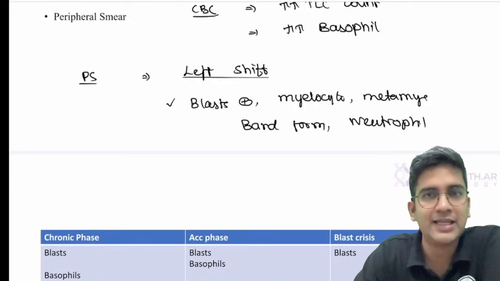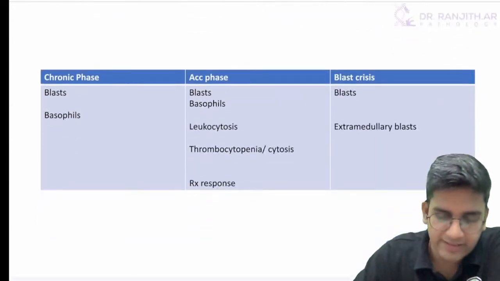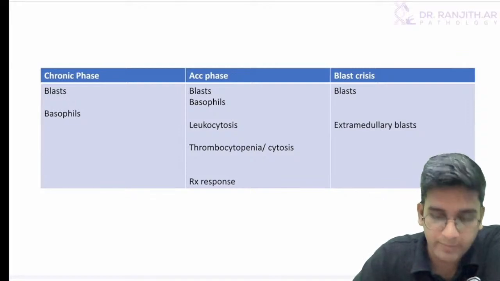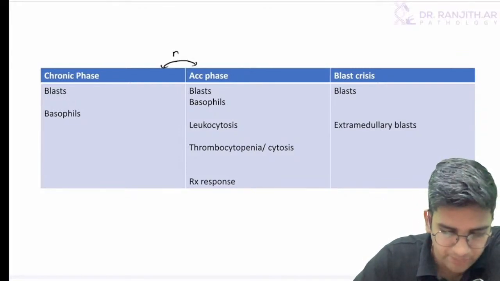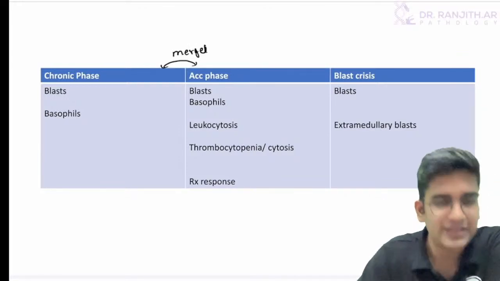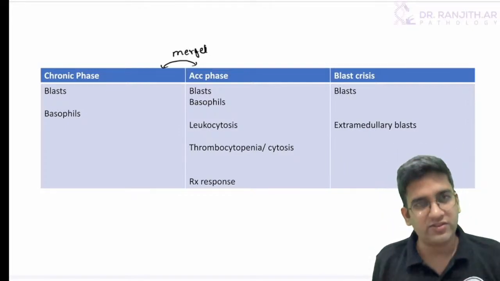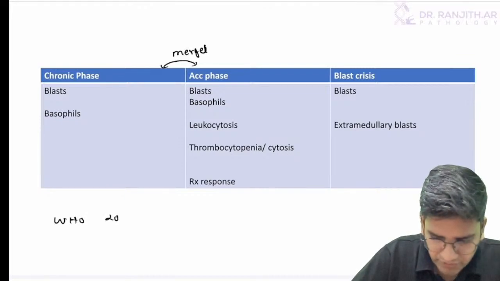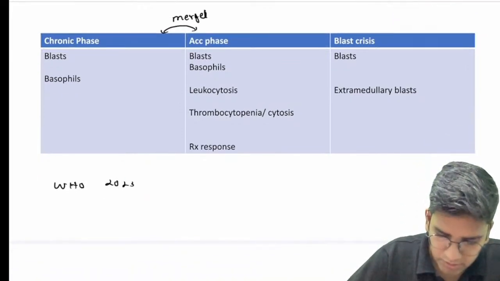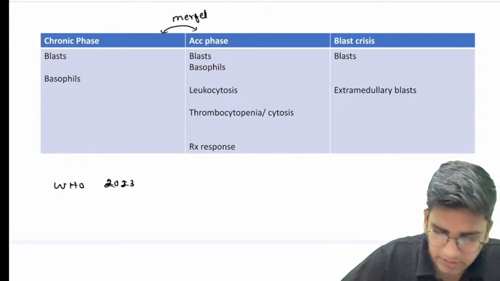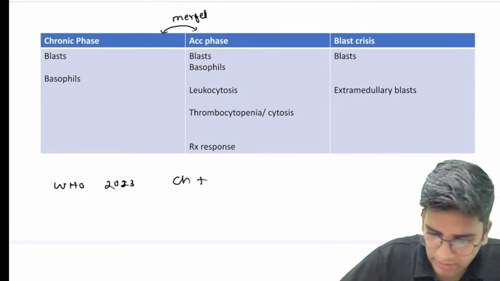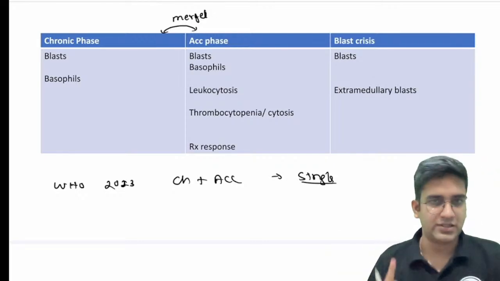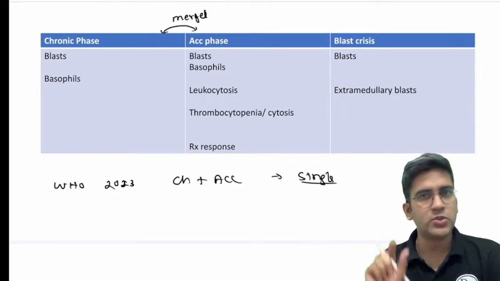Once I write this, the next thing is I have to classify CML. Either it's a chronic phase, accelerated phase, or blast crisis. As per the new WHO, these two are merged. If you want, write below, but at least for undergraduates, I would expect you to know all 3 phases. Maybe below write that as per the WHO 2023, there are only 2 phases of CML, where the chronic phase and accelerated phase have become a single phase, and I have blast crisis. That's all I have. I don't have 3 phases, only 2 phases of CML now.